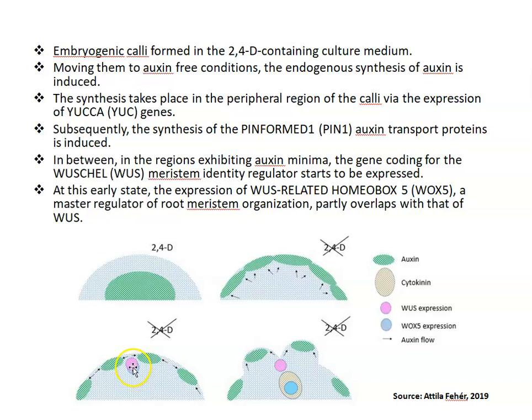I can see here. Now cotyledon primordia get organized at auxin maxima, and the organizing center of the shoot meristem forms from the cells expressing WUS. So the root meristem develops from the region accumulating cytokinin and expressing WOX5.